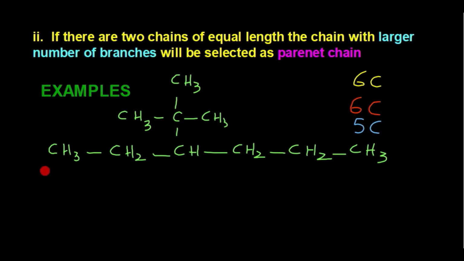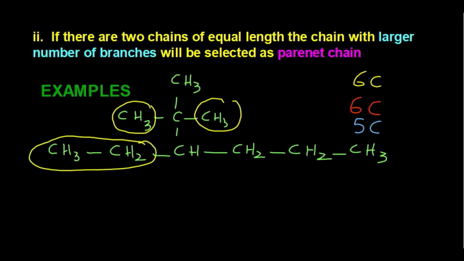If we take the straight chain as a parent chain, then it contains just one branch, just one radical. But if we take this chain as a parent chain, it contains how many branches? 1, 2, 3. So we will take this chain as a parent chain and we will specify the branches here. These are the 3 branches. So this is the parent chain in this molecule. I hope this rule is clear to you, students.